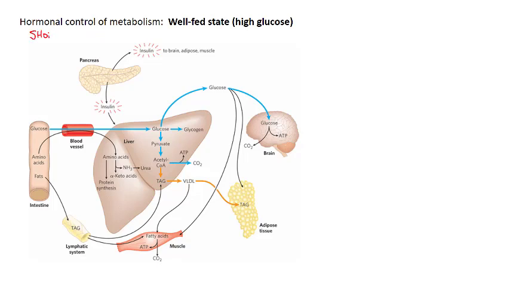Let's take a look at the short-term regulation of metabolism first. By short-term, I mean minutes to hours. All right, so we're not talking the time scale of your life. We're talking about the time scale of this afternoon. So let's take a look at what happens during a well-fed state. So this is when blood glucose levels are going to be high. So this is the situation that happens after you have a meal.